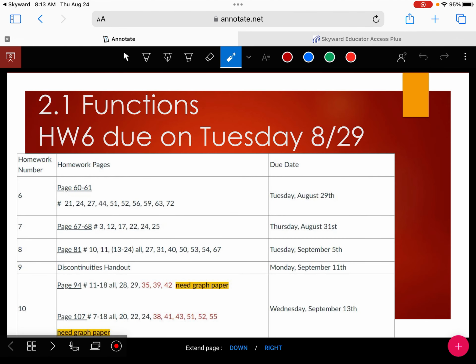All right, so 2.1 functions. That is the title of your notes. Homework 6 is due next Tuesday. It is from your book.